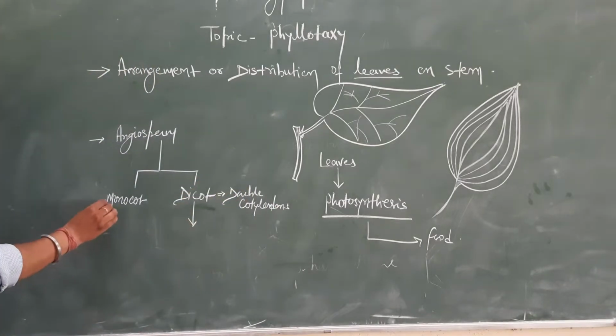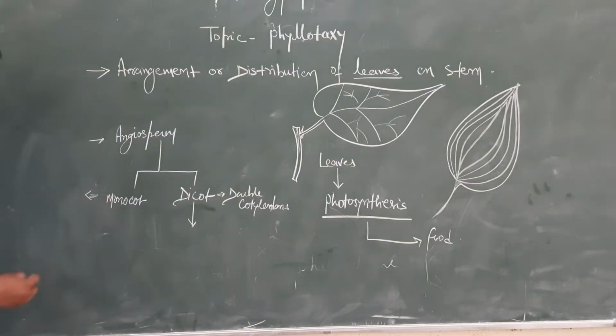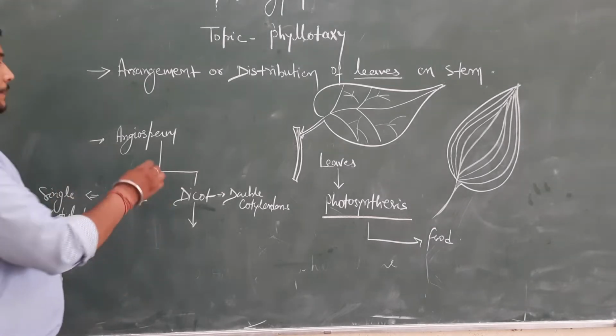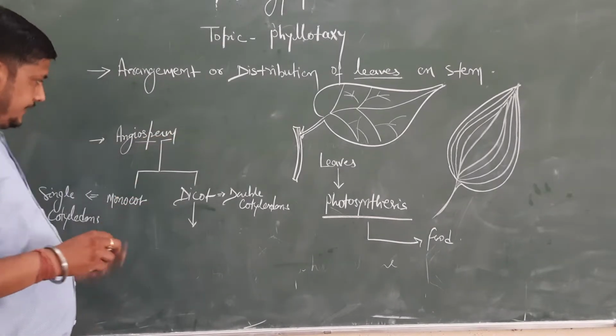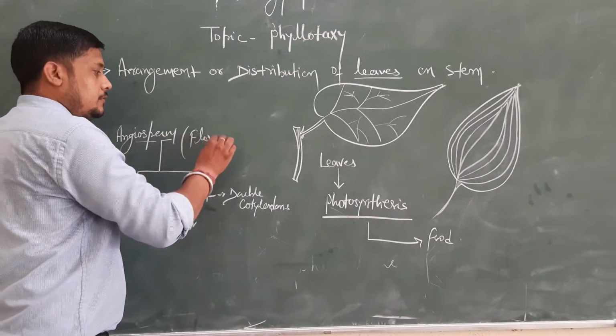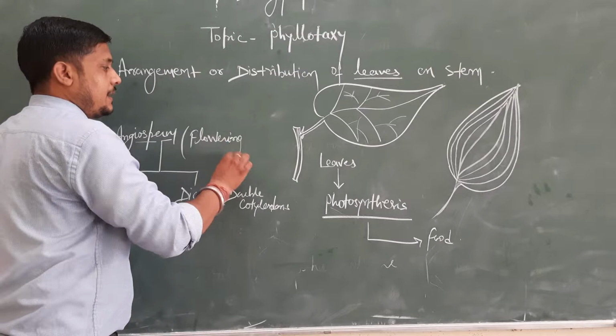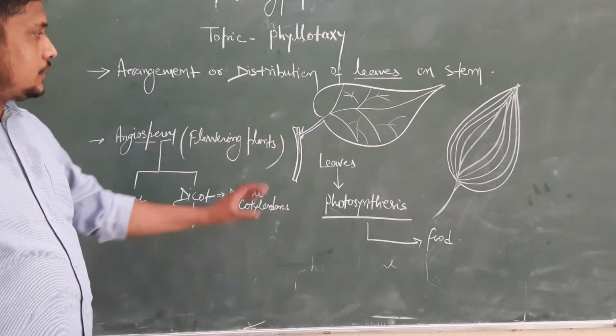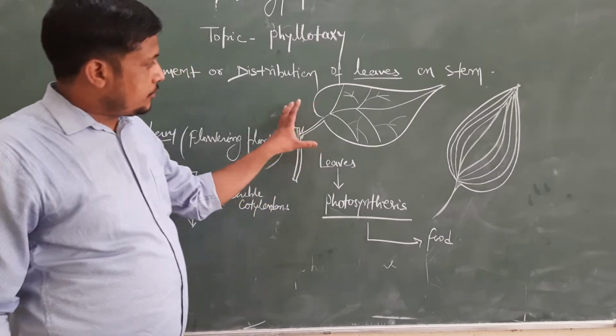And monocot means it is having single cotyledon. Okay. So angiospermic plants, that is well-developed plants, are also called flowering plants. Flowering plants, they are called so because they have flowers. So we have to discuss about the leaves.